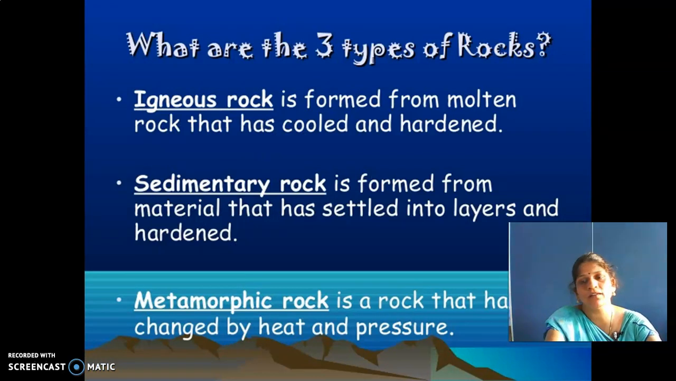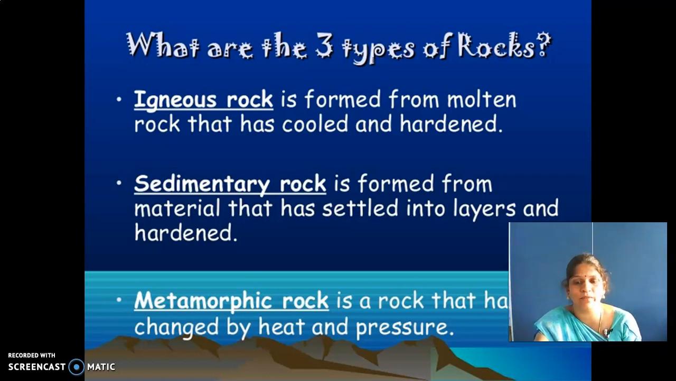What are the three types of rocks we saw? Igneous rocks, sedimentary rocks, metamorphic rocks. Here are some short definitions. Igneous rock is formed from molten rock that has cooled and hardened. Sedimentary rock is formed from material that has settled into layers and hardened. Metamorphic rock is a rock that has changed by heat and pressure. Okay, children, the three categories of rocks are igneous, sedimentary and metamorphic.